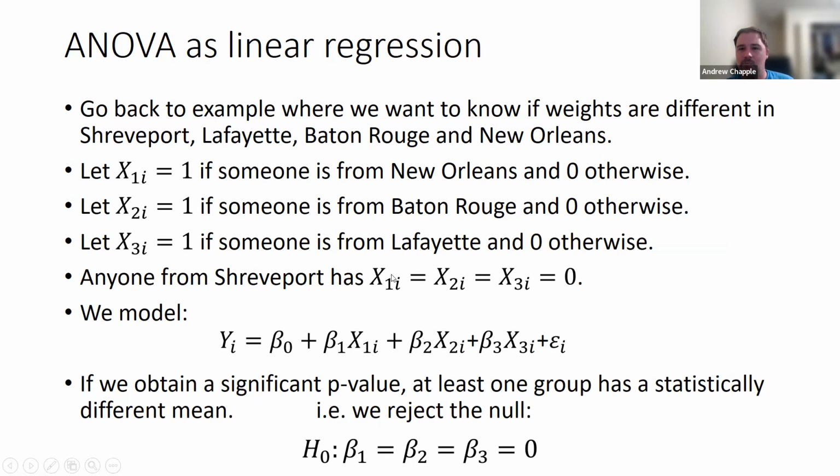Why don't we have a variable for Shreveport? Basically, because, right, if you get a 0 for all of these, then we know you're from Shreveport. So if you take a categorical variable with multiple categories and you want to do ANOVA like this, you always have to create the number of categories minus 1 indicator variables.